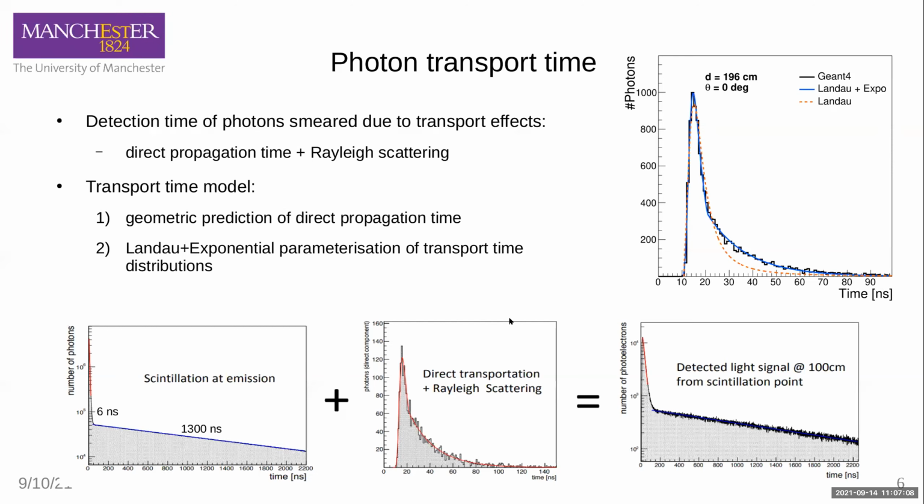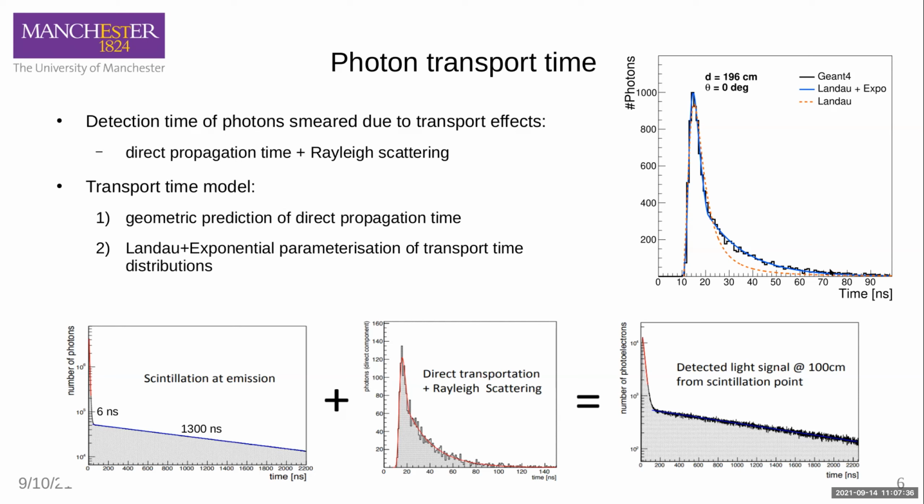When we combine this with propagation time, the result is that in particular, the singlet component can become significantly smeared out, meaning that your light is arriving later than you would otherwise expect. So we can model this in an analogous way, first making a geometric prediction of the direct propagation time, simply based on the distance between the scintillation and the photodetectors, and then parameterizing the transport time distribution of the later arriving photons using a combination of Landau and exponential functions.